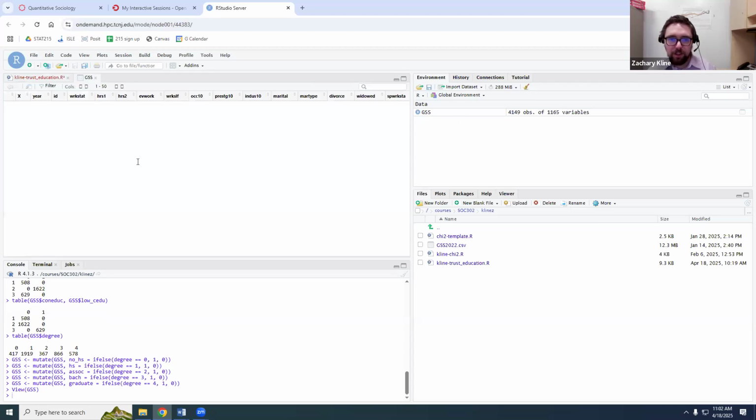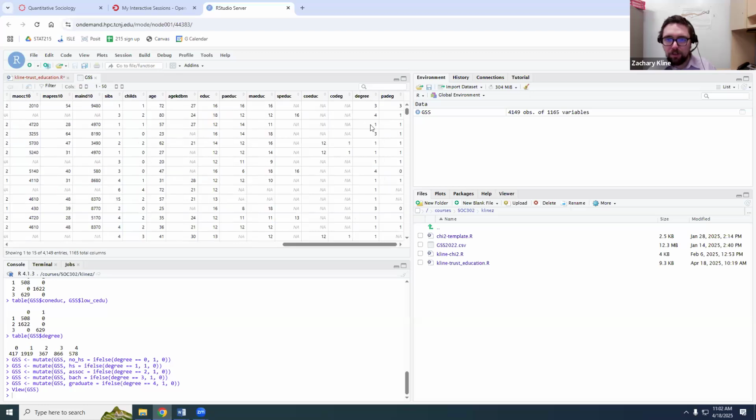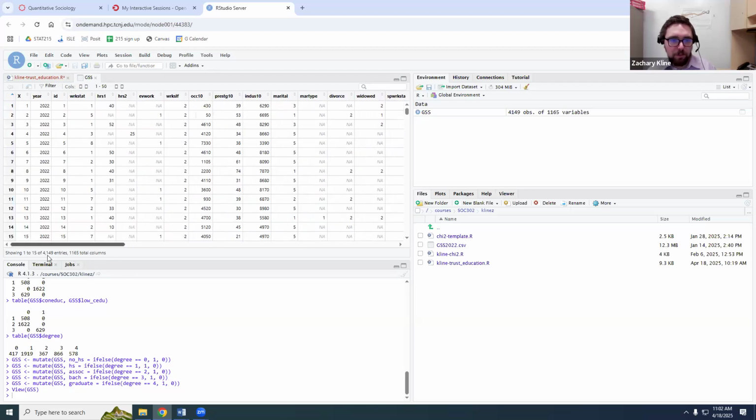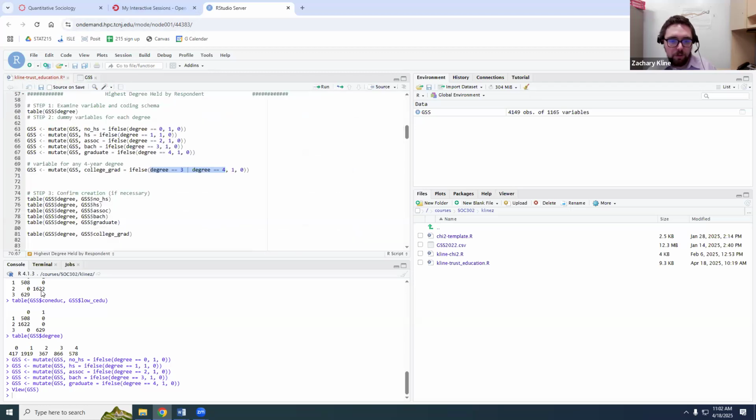And that's because if we come over here, we were to find degree, we have to scroll and look for it. There it is. So each respondent's only going to have 1 value for their degree. So this respondent, for example, respondent number 5 has a value of 1 for degree. So they have a high school degree. High school is their highest degree attained. Okay. And we can see this here.